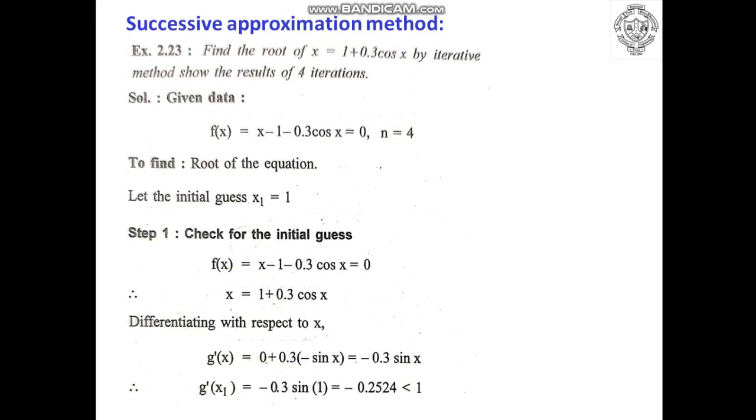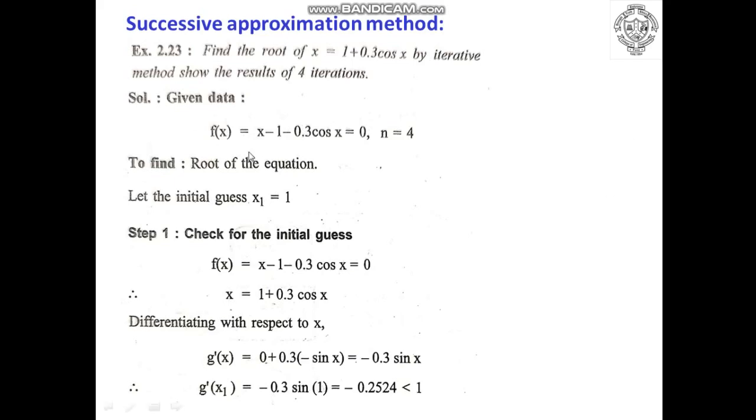So the numerical is given as: find the root of x = 1 + 0.3 cos x by the iterative method, and show the result for 4 iterations. So the given data is f(x) = x - 1 - 0.3 cos x = 0, and the number of iterations is equal to 4.